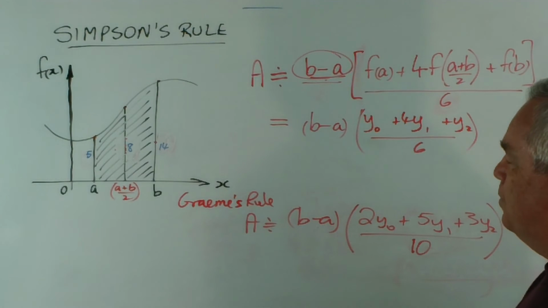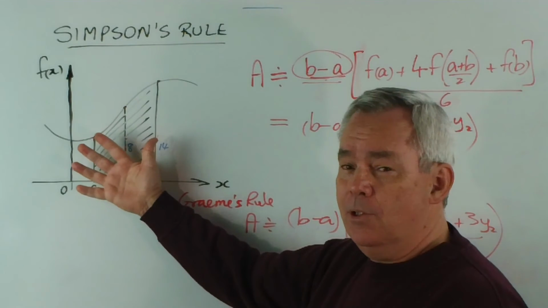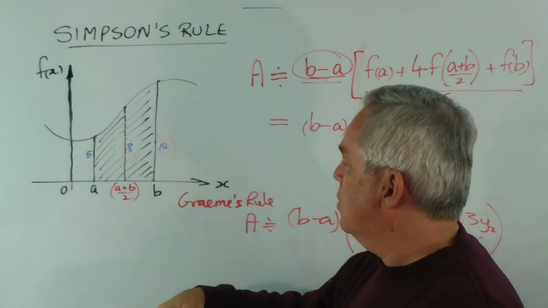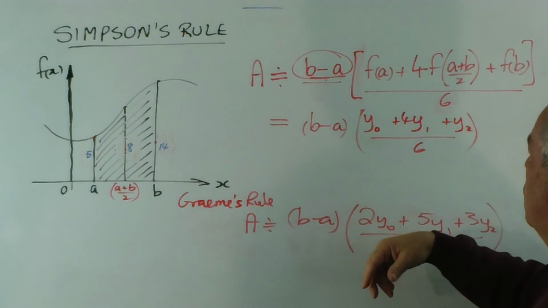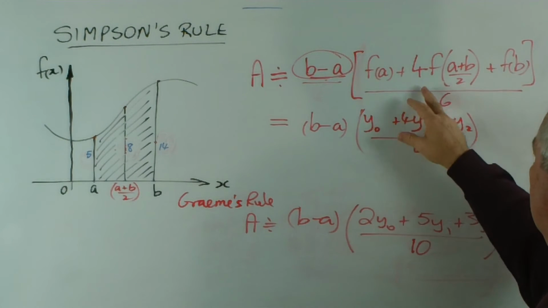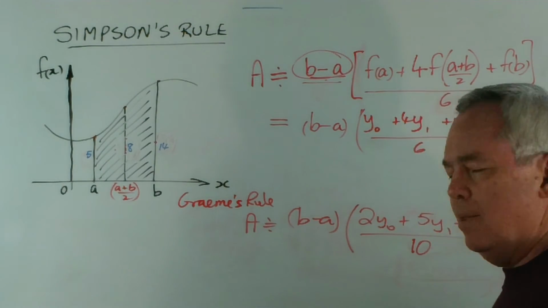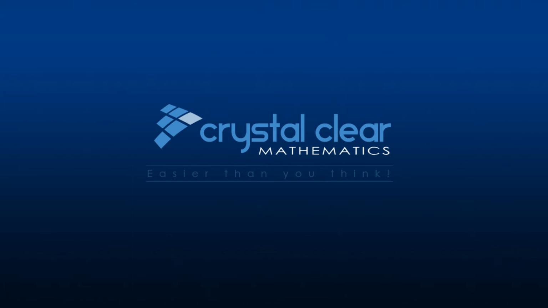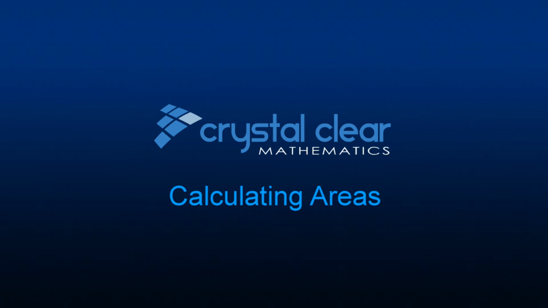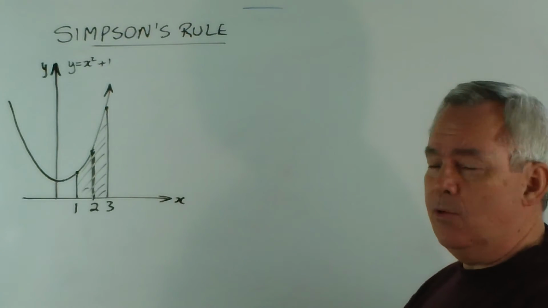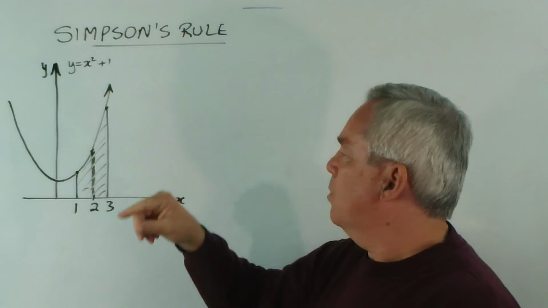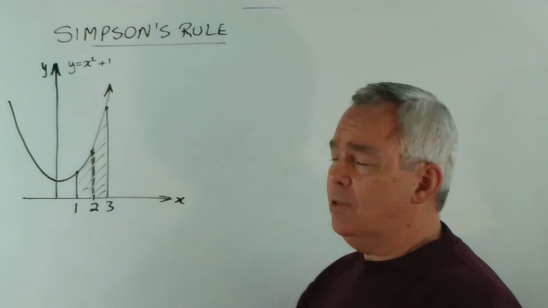So let's draw a graph. I'll use the same graph I used for the trapezoidal rule last time, and we'll analyse it using Simpson's Rule. I'm not sure which notation I'll use yet. I'll just erase this and then use one of them. So let's have a look. Now, when I was demonstrating the use of the trapezoidal rule, I used this function, y equals x squared plus 1. I've decided to use the y notation.